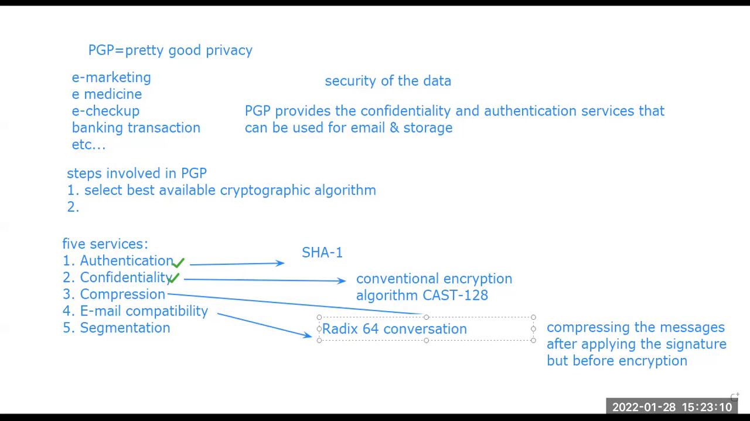So these are the 5 components that are present in the scenario. What are those? Authentication, confidentiality, compression, email compatibility, and segmentation. Now, the next part is the cryptography keys and the key rings. So, talking about the cryptography keys and key rings.